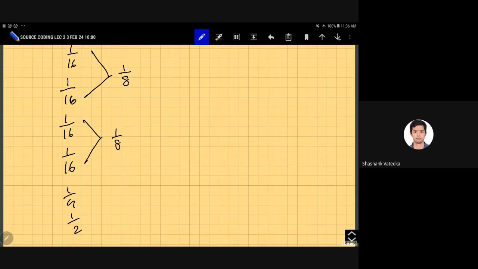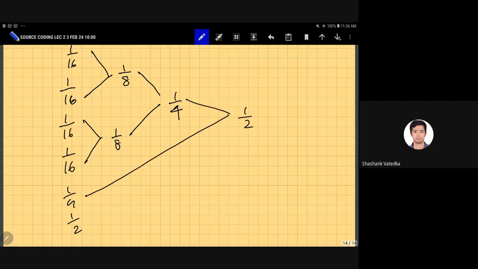Right. Now, which are the two symbols with the least probability? They are these two. So I'll merge these two to get a super symbol of probability 1/4. And then I'll merge these two to get a super symbol of probability half. And then these two to get a symbol of probability 1.